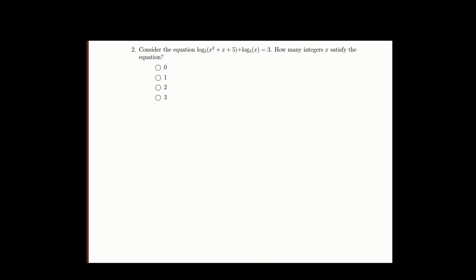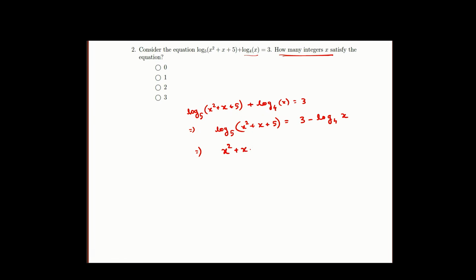So now let us see what the second question is. In the second question we have an equation: log base 5 of (x square plus x plus 5), plus log x with base 4, equal to 3, and we have to find how many integer x satisfy this equation. So let us write this equation. We take this log base 4 to the other side, and we can write it as this quadratic polynomial equal to 5 power (3 minus log base 4 of x).